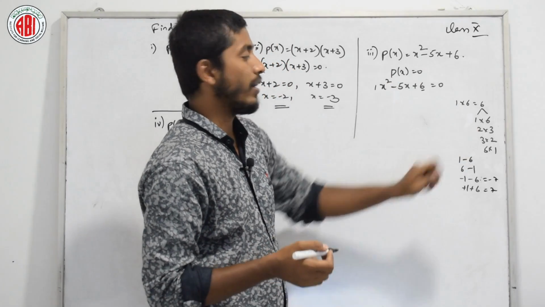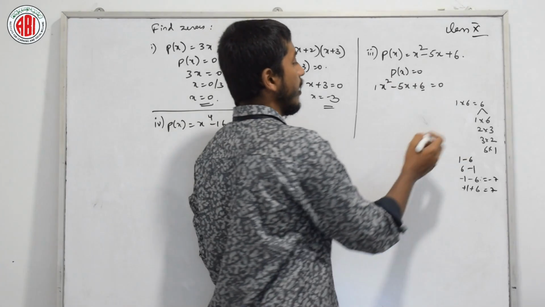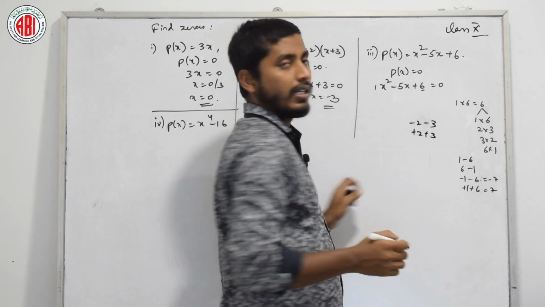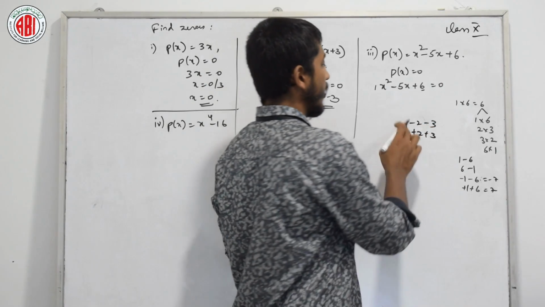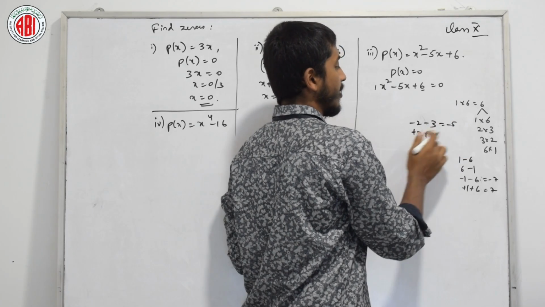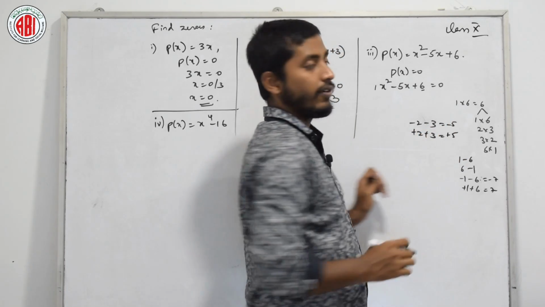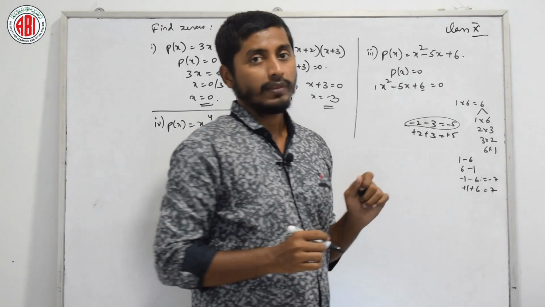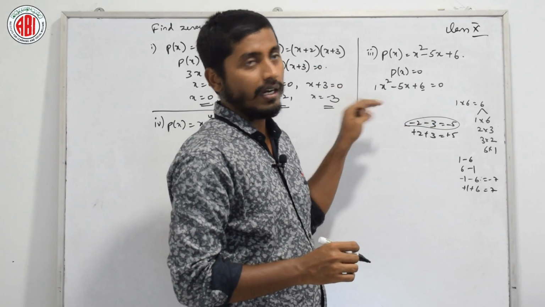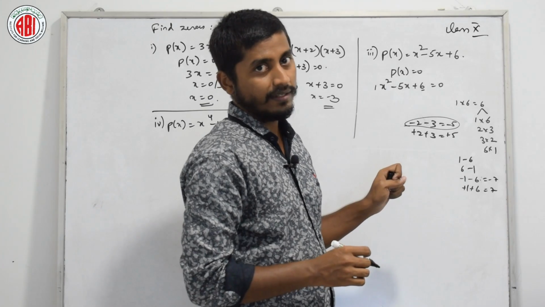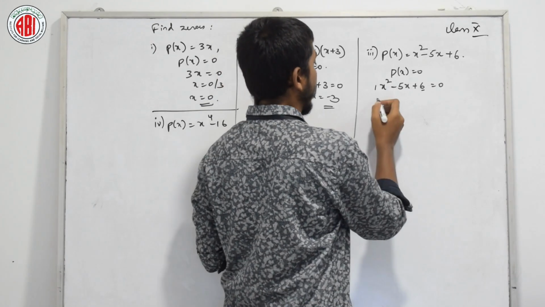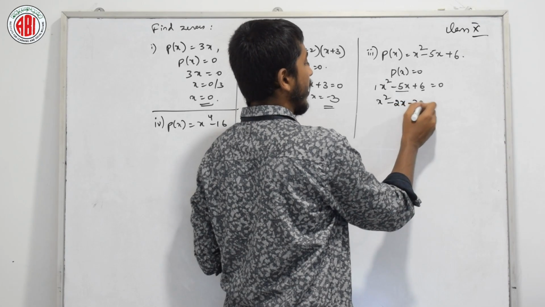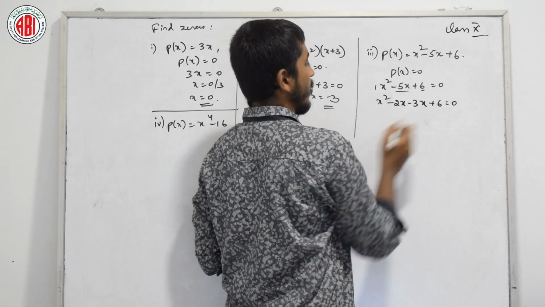Let us check with 2 and 3. See here we can have minus 2 minus 3 or plus 2 plus 3. Check whether we are getting the condition. Minus 2 minus 3 is minus 5, plus 2 plus 3 is plus 5. For which case are we getting it? That is minus 2 minus 3. Is it clear? Let us substitute that in place of minus 5x. That is, instead of minus 5x, we write minus 2x minus 3x plus 6 equal to 0.